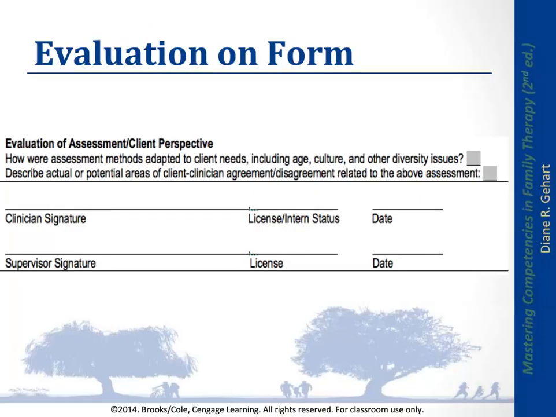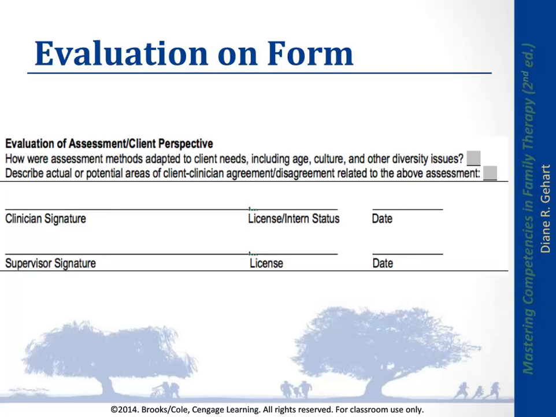And so as you can see here, this is a clip of the form that includes the evaluation as well as a place for both the clinician to sign and include their license or intern status, as well as a supervisor, if applicable, to sign. And so that is an overview of the clinical assessment form.